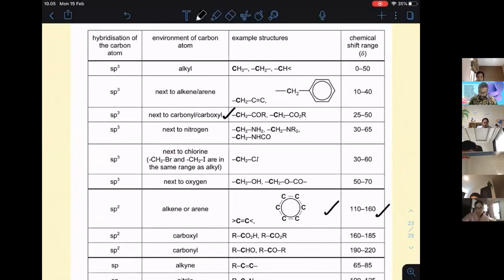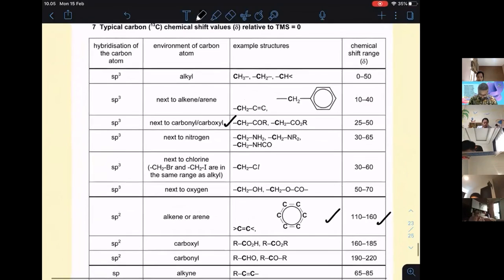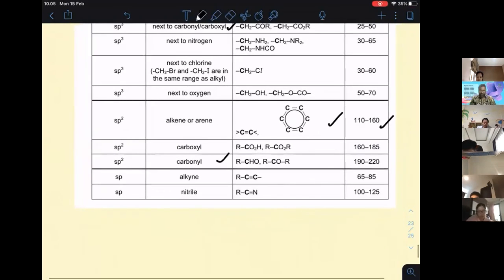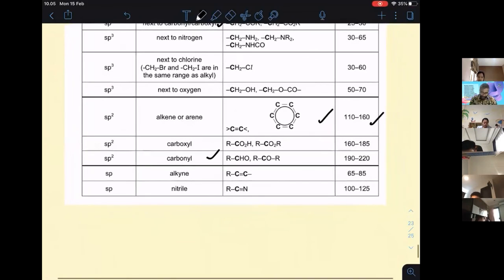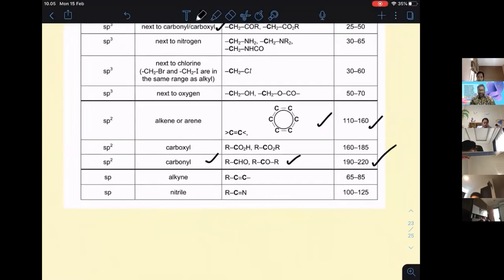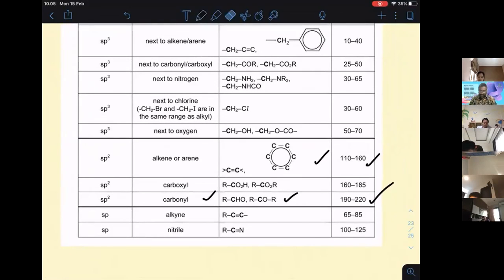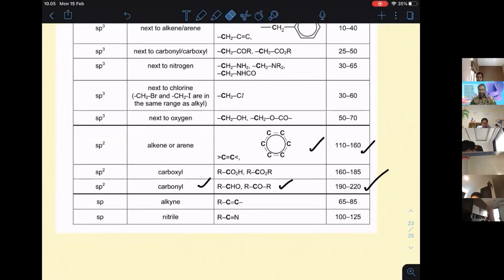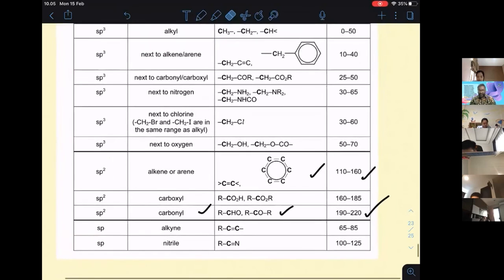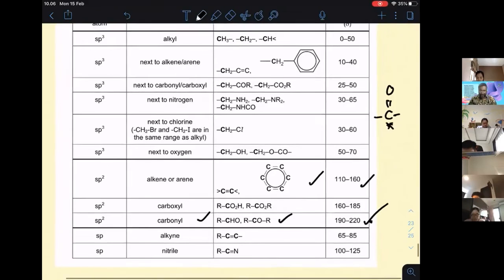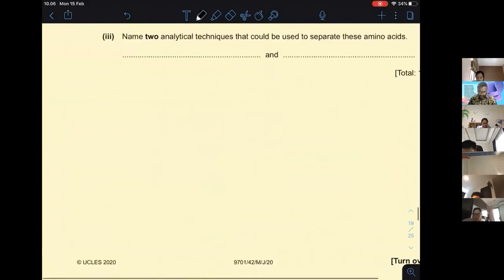So the carbonyl group here, this one is 190 to 220. So this one is different. This is the normal carbon next to carbonyl. This one is directly at the carbonyl group, the carbon that we want to find out. If you are referring to this carbon, then we are looking into this. So that's why I have written it over there.